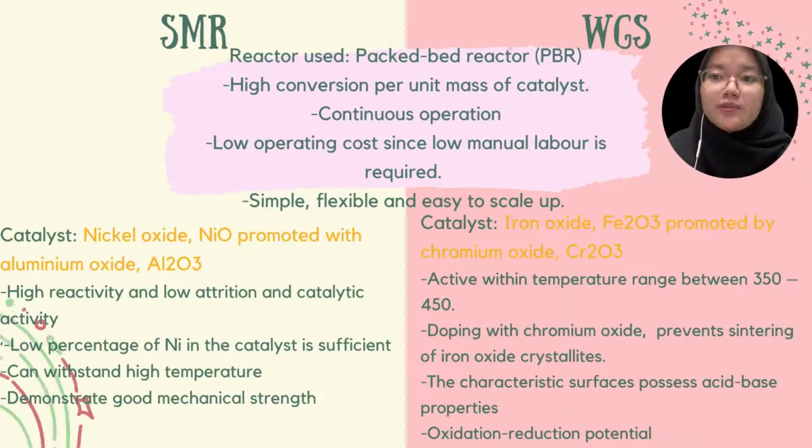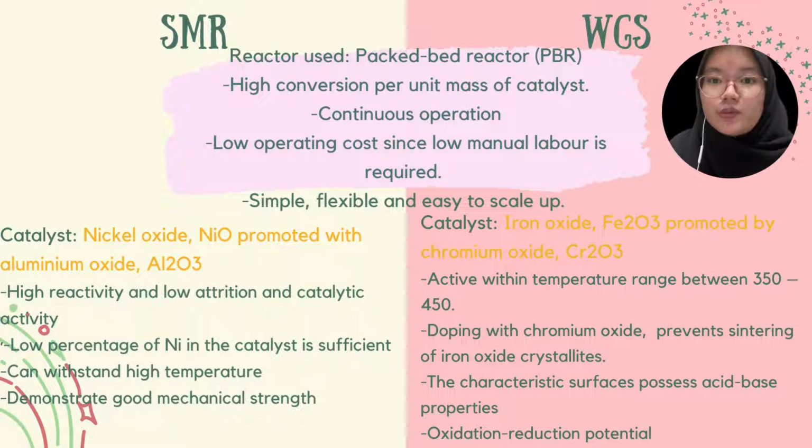In both SMR and WGS processes, the reactor used is the packed bed reactor or PBR because it has a high conversion per unit mass of catalyst, continuous operation, low operating cost, and it is simple, flexible and easy to scale up. For SMR, the catalyst used is nickel oxide, which is promoted by aluminum oxide. Nickel oxide is used because it has high reactivity and catalytic activity as well as low attrition, and nickel can be used in low percentage. Nickel oxide can withstand high temperature and it demonstrates good chemical strength.